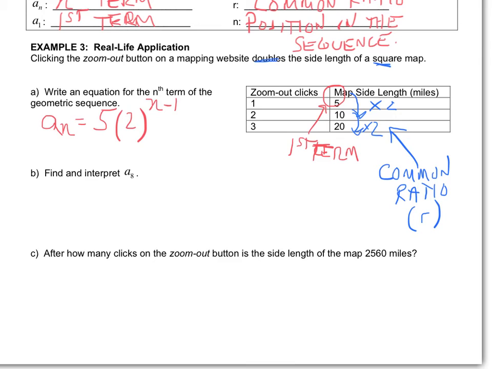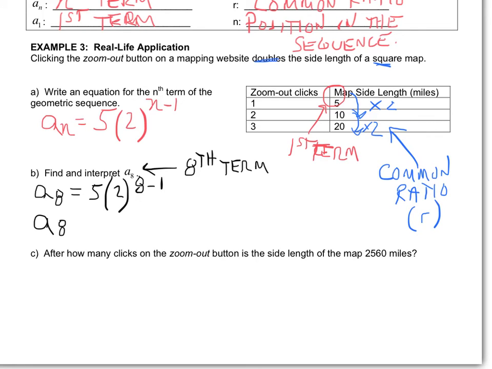So how I'm going to use this is like this next example. Find and interpret a8. That is basically saying the 8th term. Okay, so here's how the formula goes in. Instead of writing an, I'm going to write a8, like our function notation, showing that this is the 8th term I'm looking for. And then I plug in 5, common ratio of 2. Now I plug in 8 for the n.